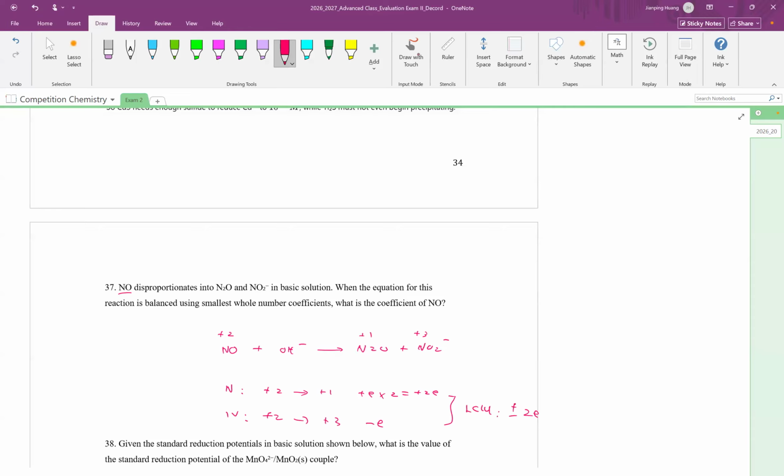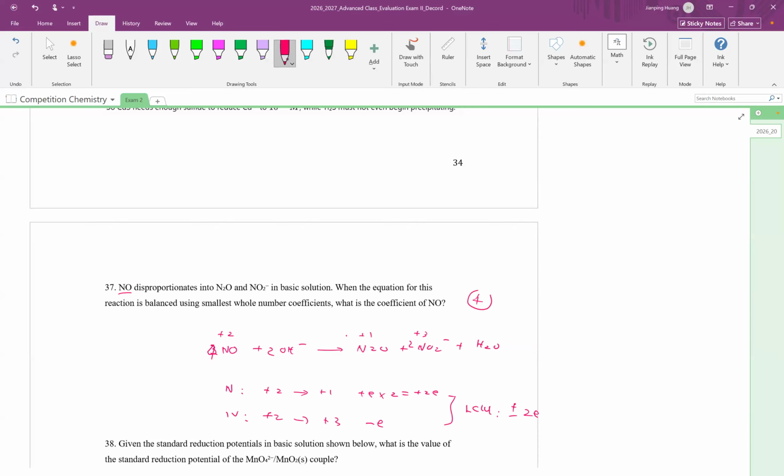2 divided by 2 is 1. 2 divided by 1 is 2. So here should be 3. Is it right? Hold on. Or 4, because it's 2 here. Now you balance what? You balance charge, 2 here. Then you balance hydrogen, 2. Balance hydrogen with water. Now you balanced. So the choice, what's this one, should be 4.